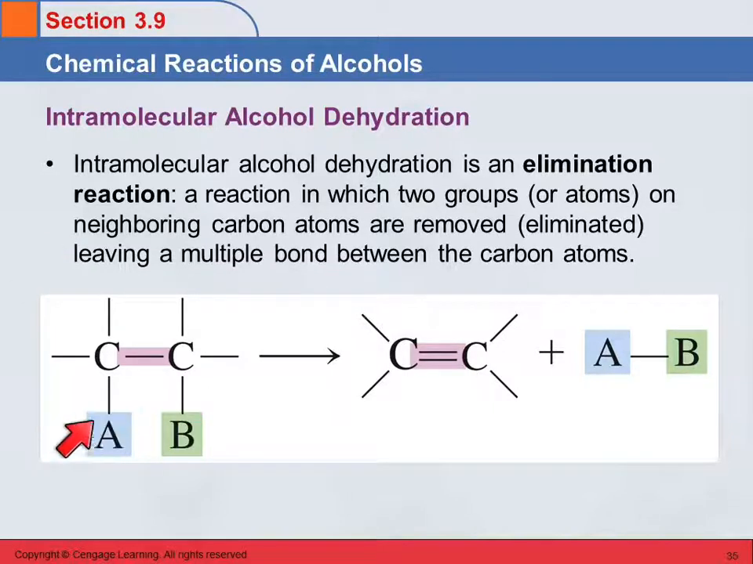So here we've got group A and group B. We take those off, and we get a double bond here, and A and B go off together. So dehydration is where we're removing water. We'll see some other examples later on where we remove something else. So elimination reaction is the broader category.